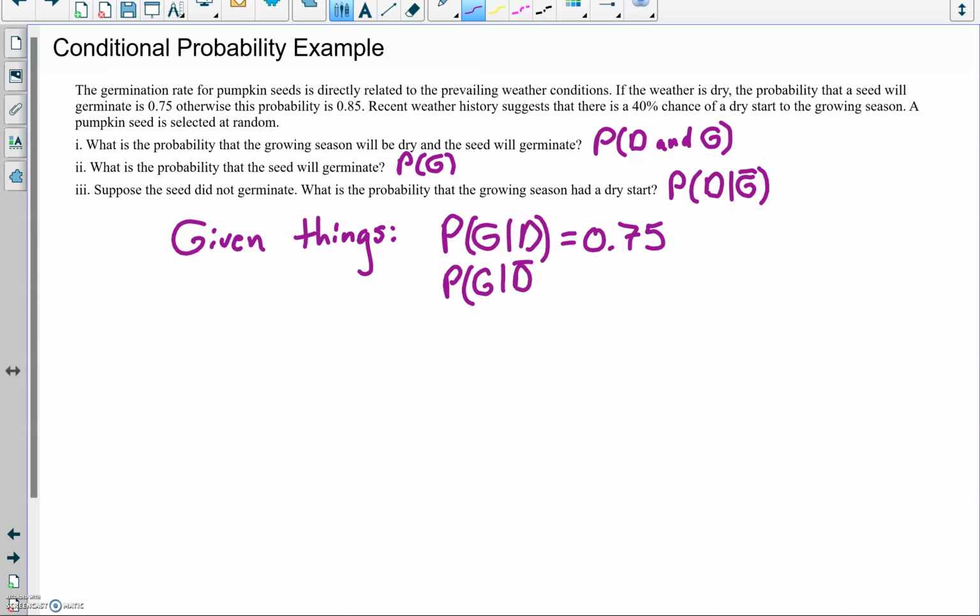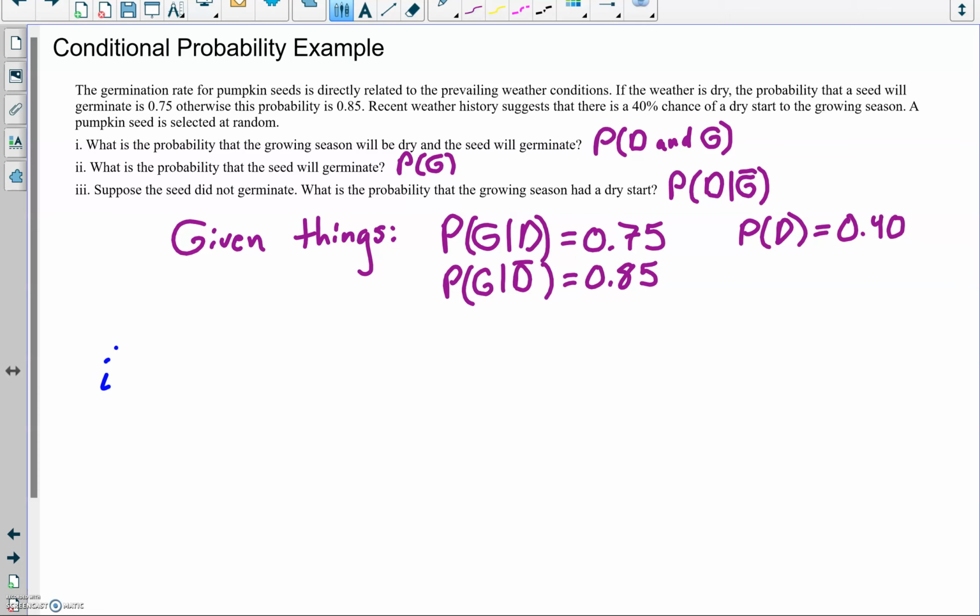And I'm using these bars. Some people use a superscript C for the complement scenario, but I just use the bars to indicate that it's not that particular thing. In this case, not dry, or with the bar over the G, not germinating. At any rate, the probability it germinates when it's not dry is 0.85. Then the recent weather history, a 40% chance of a dry season, so we say the probability of dry is 0.40. That's pretty much all they've given us.